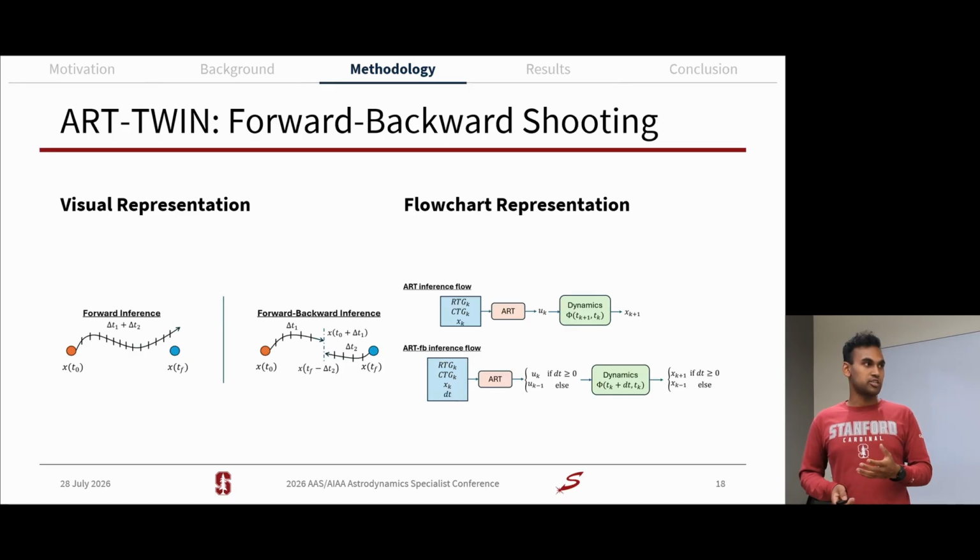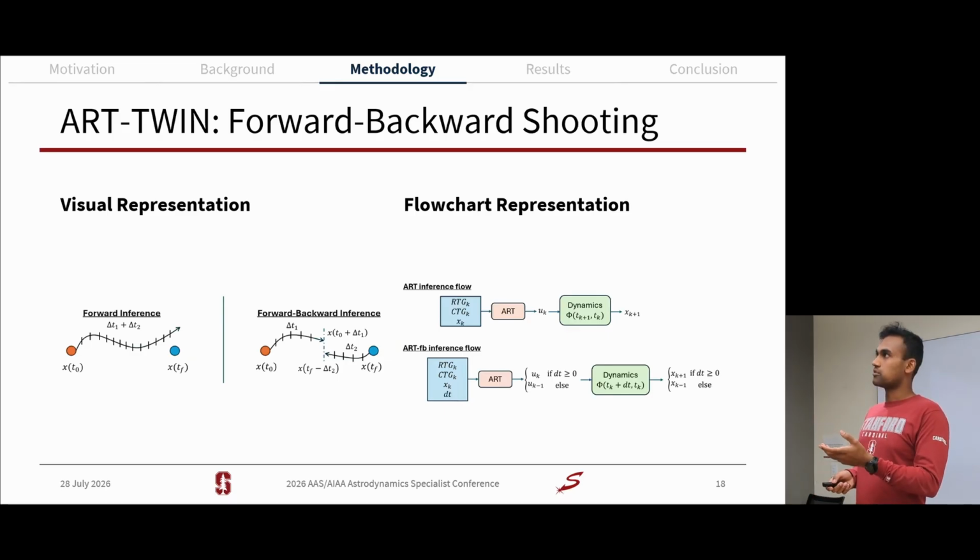Now, getting into the specific contributions of this work, we've developed ART-Twin, which incorporates forward-backward shooting. The difference here is that forward-backward shooting generates two arcs, one from the initial state and one from the desired terminal state, and then patches them at the midpoint. The hypothesis behind taking this approach is that it will help speed up convergence and especially minimize terminal state error, which could prevent SCP from converging.